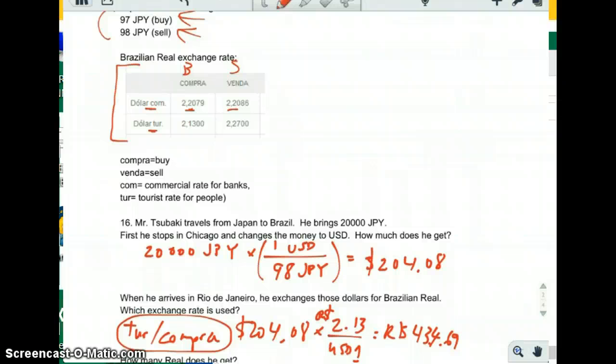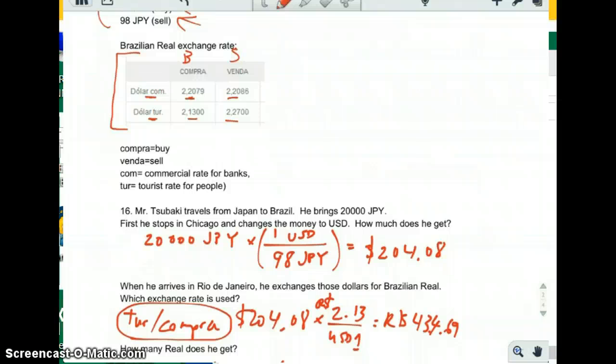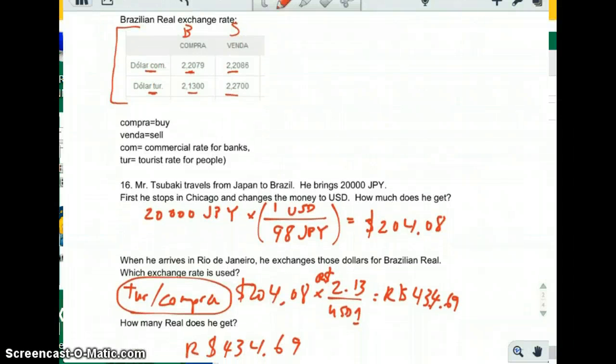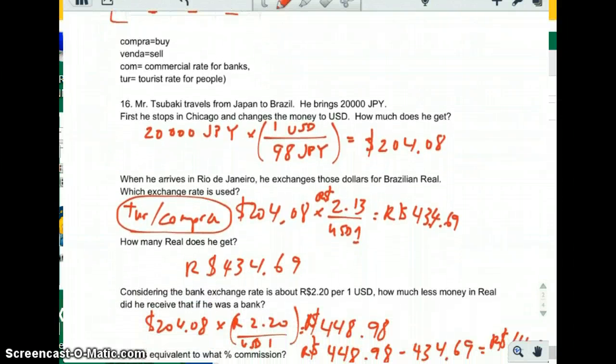They're both 2.20. There's just a few thousandths of a cent that are different, okay? But in the turismo dollar, you can see that there's a huge difference. It's like a couple dimes for every transaction. So let's see how that hurts you, okay? So the problem is Mr. Tsubaki travels from Japan to Brazil. He brings 20,000 Japanese yen. First he stops in Chicago and changes the money to US dollars. How much does he get?